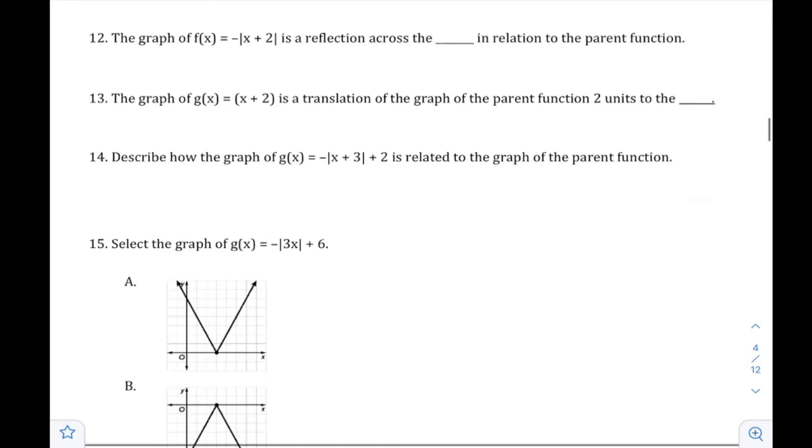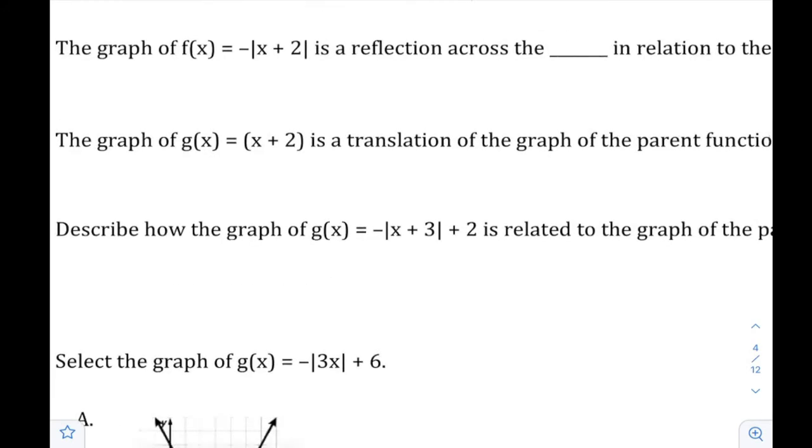The graph of f of x is negative. This is outside the absolute value, so it is reflection across the x-axis. And there is also here plus 2 inside. They are not asking about it, but there is plus 2 inside, meaning 2 units left as well. If you are asked about it, you should mention it.